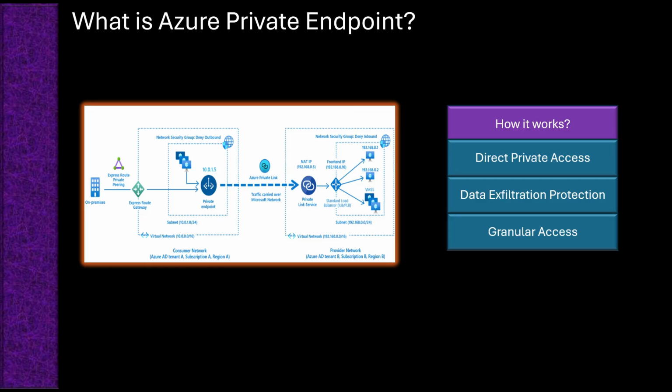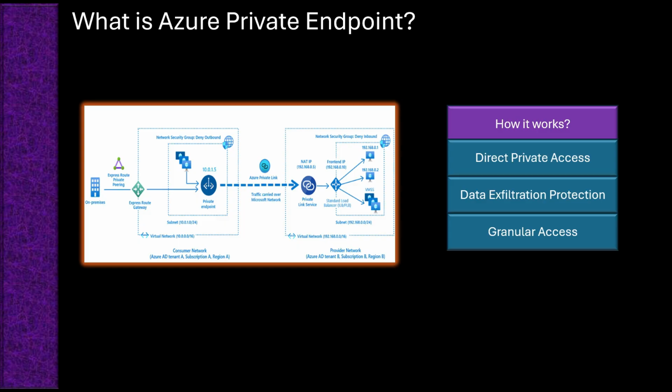Azure Private Endpoint and Azure Private Link Service are both components of Azure Private Link, but they serve distinct purposes. An Azure Private Endpoint is a network interface that connects you privately and securely to Azure PaaS services like Azure SQL Database, Azure Storage, or other Azure services, or to customer-owned or partnered services.